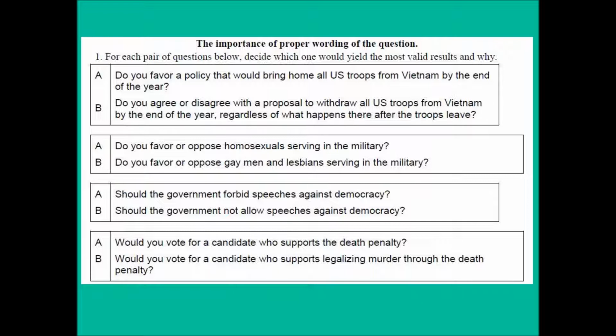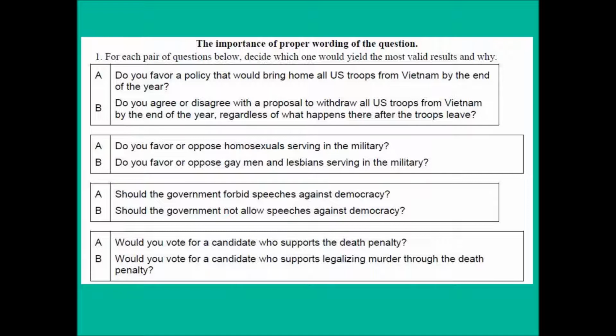Similar thing going on in the next set of questions. Should the government forbid speeches against democracy, or should the government not allow speeches against democracy? Almost identical question. However, in A, the first version of that question, it has the word forbid. And nobody likes the word forbid, especially when it's in a sentence with speech and democracy. So that version of the question got more no answers than the second version of the question that was asked to a different set of people. Not allow, no one likes that either, but it's softer. It doesn't grab you like the word forbid. Nobody likes forbid.